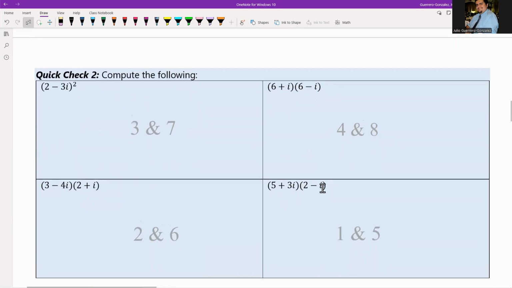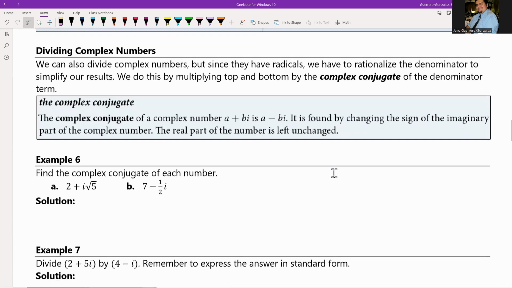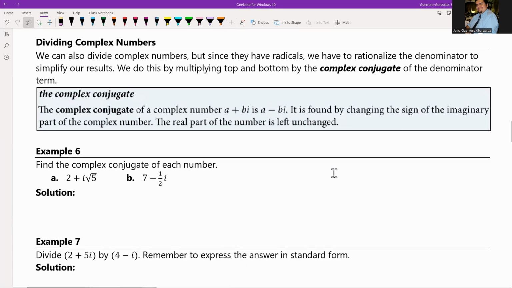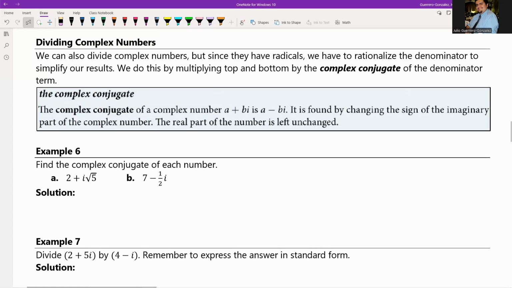Moving on. There are some quick checks. I'm going to make you multiply these out. We'll try these in class. Now I really want to get into the harder thing, dividing complex numbers. So what we did up to now, right? We defined complex numbers. I covered how to add and subtract them. The example right before this one was how to multiply complex numbers. The last operation that we really need is how to divide them, okay?